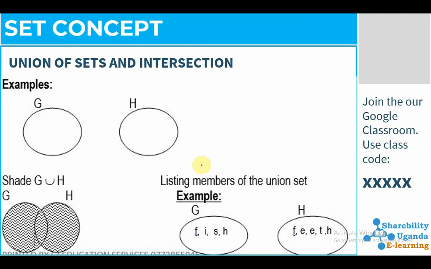How do we present a union of sets? How do you shade when you are given two sets and they say shade for us a union of G and H? G union H, shade G union H. Remember, when we learn how to draw these diagrams, we are able to bring them together.